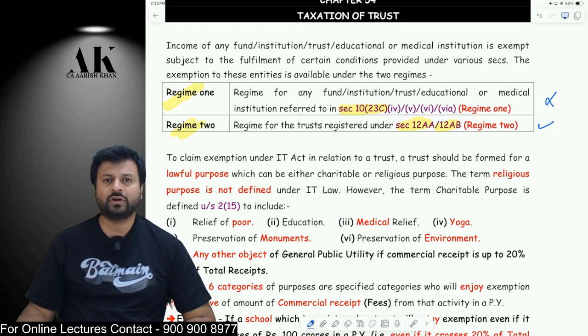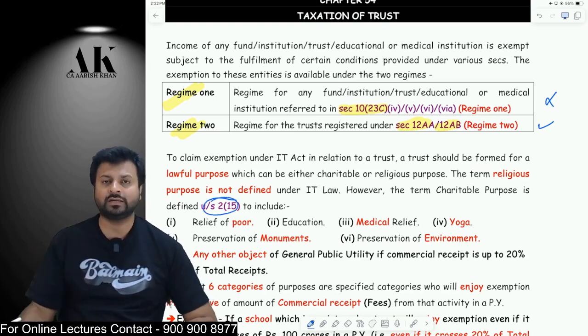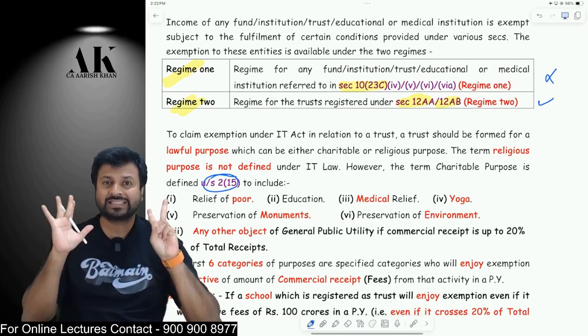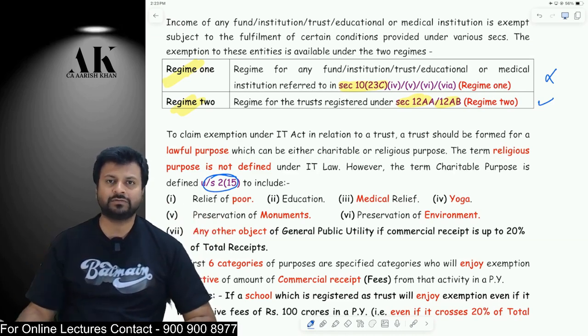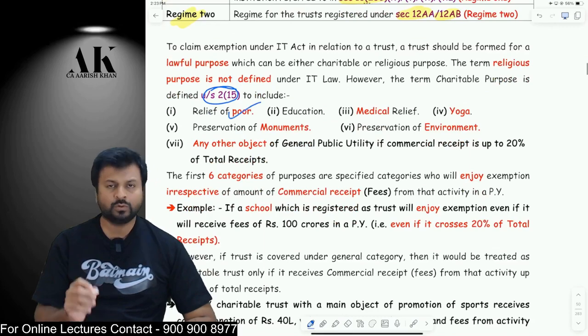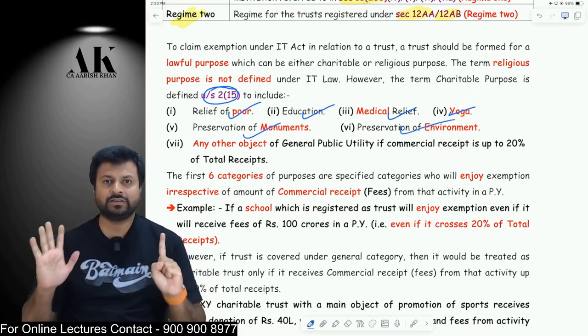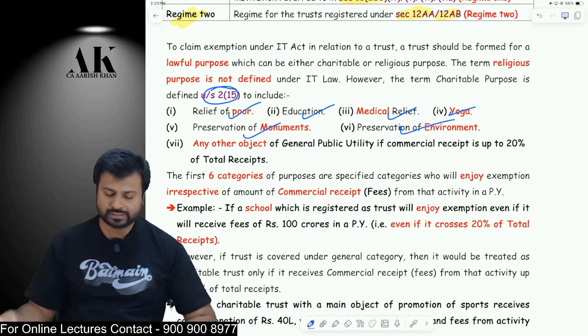Therefore, we are more focusing on the definition of charitable purpose. So what do we mean by the term charitable purpose? It is defined under section 2(15) in an inclusive manner. It includes 7 items, out of which 6 items are specific items and the 7th item is a general item. Let me talk about the first 6 specific items first. Charitable purpose includes relief of the poor, education, medical relief, yoga, preservation of monuments, and preservation of the environment. These 6 items are specific items covered under the definition of charitable purpose, but there is one 7th item also which is a general point.